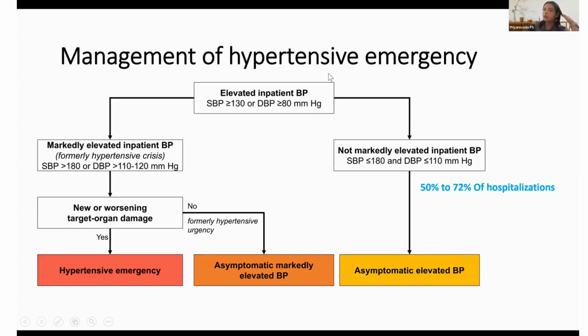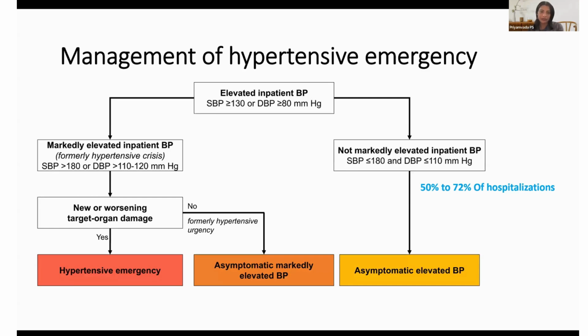Now, coming to the management of hypertensive emergencies, there are a lot of confusing terms: hypertensive crisis, hypertensive urgency, malignant hypertension. As of now, almost all these terms are abandoned. Even review articles still continue to use this.